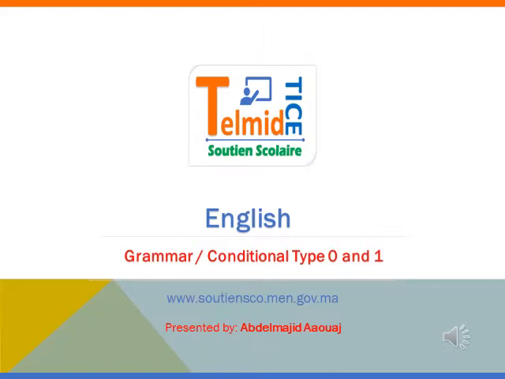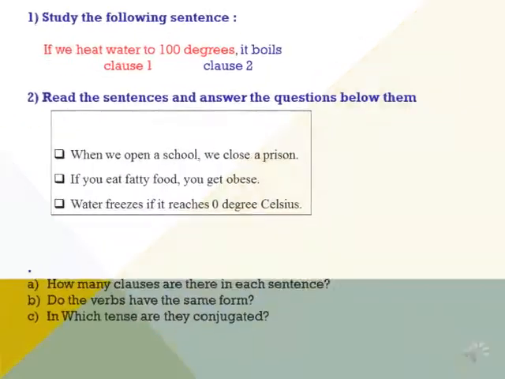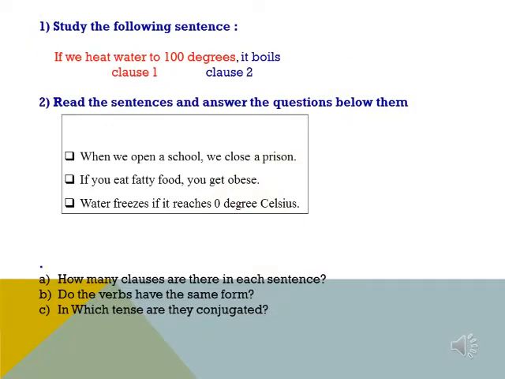Today's lesson is about conditional type 0 and 1. It's a grammar lesson. Unit number 8, Our Cultural Heritage. Now, let's consider the following sentence. If we heat water to 100 degrees, it boils.